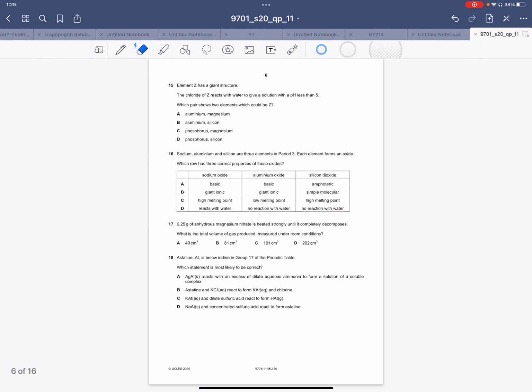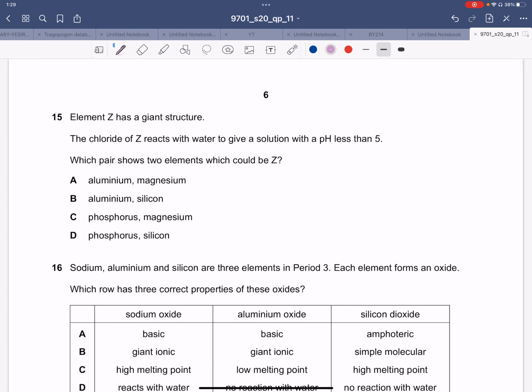Element Z has a giant structure. Giant structure means you basically just don't have a simple molecular structure. Metals can have a giant structure, covalent structures can be giant, and so on. The chloride of Z reacts with water to give a solution with a pH less than 5. So it's relatively acidic, since neutral is 7. Which pair shows two elements which could be Z?